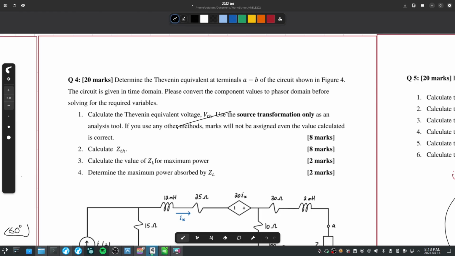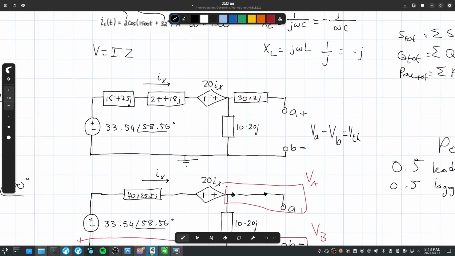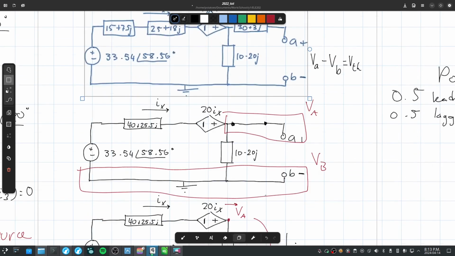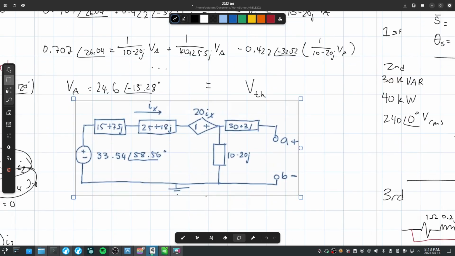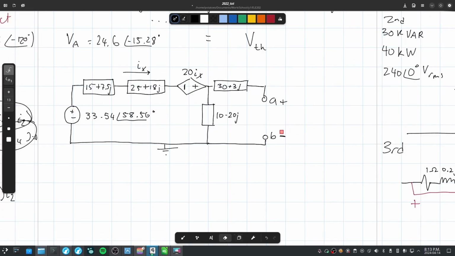3 more to go. Calculate ZTH. So, the issue with our circuit here is that we have what is very annoyingly a dependent source. Someone use a soundboard. Who's using soundboard? Don't do that. So that means over here, yeah, it does make sound.